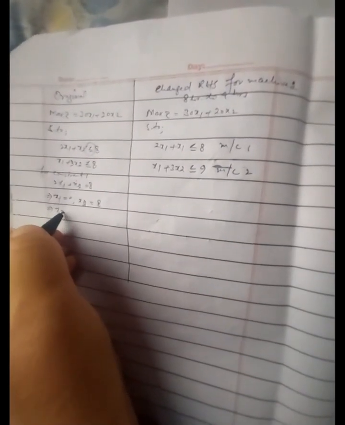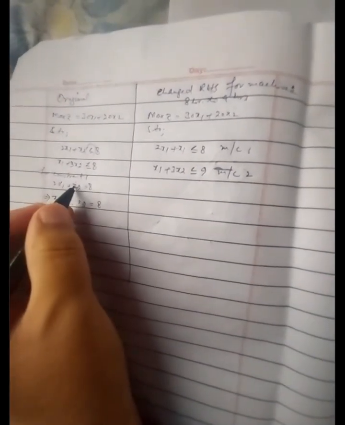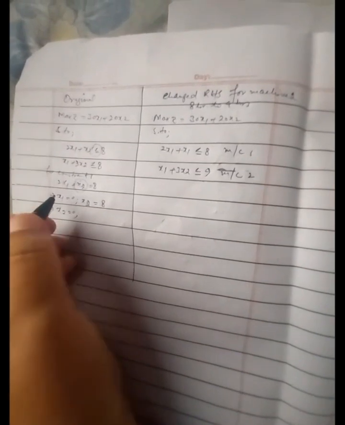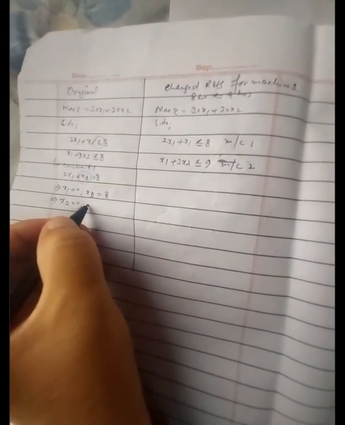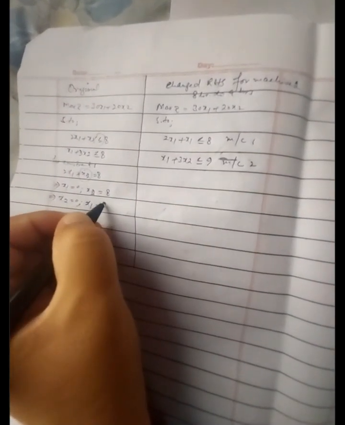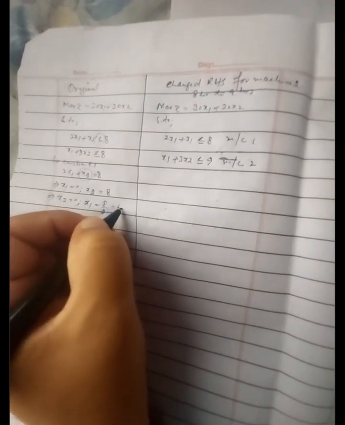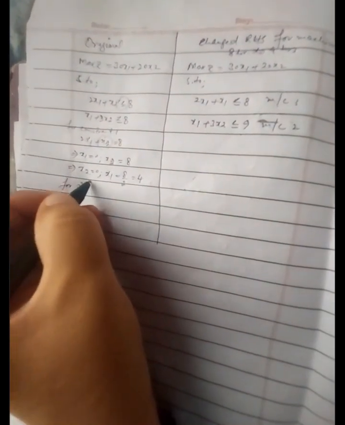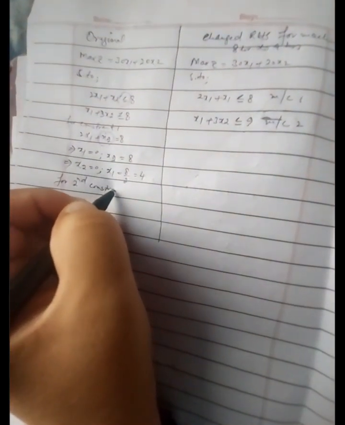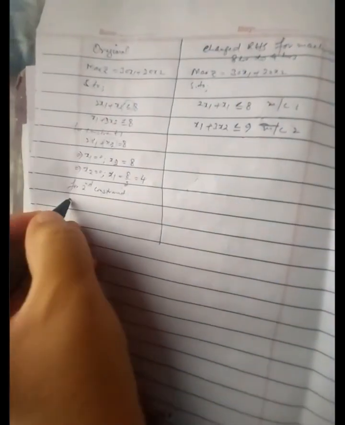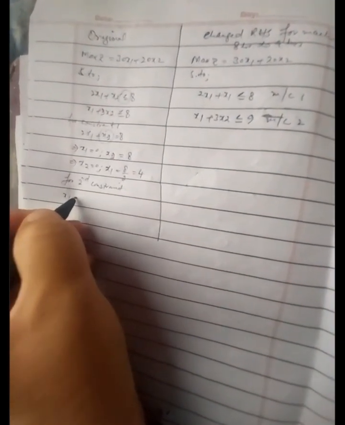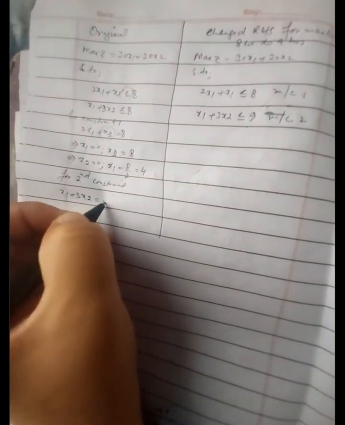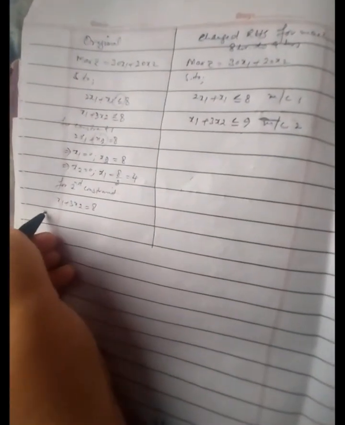And for the second one, if x2 is equal to 0, then putting x2 equal to 0 here, we get 2x1 equal to 8. It means that x1 is equal to 8 by 2, which is 4. Now, for the second constraint, we see that x1 plus 3x2, we will equate it to the right hand side, okay?